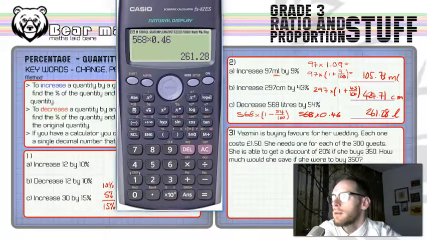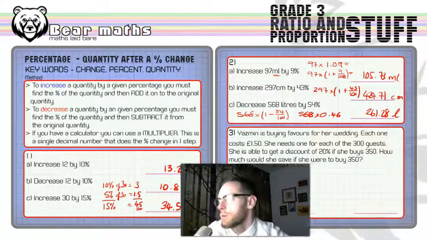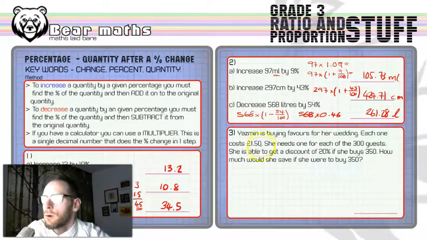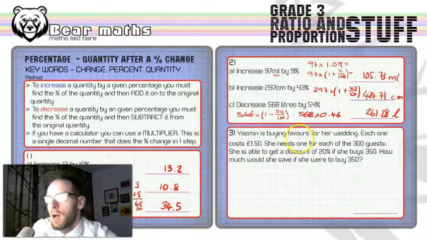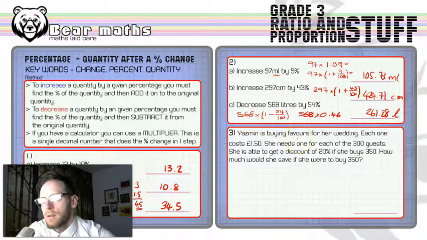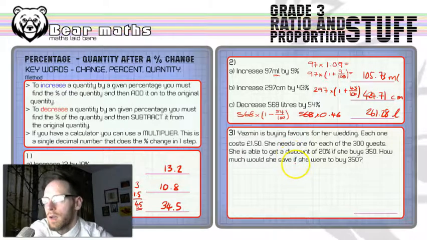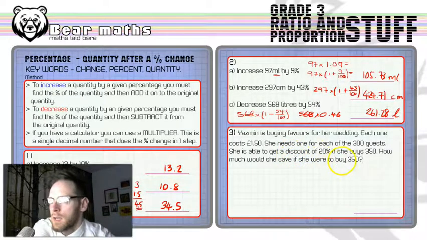There's all that. Right, let's have a look at this third question. Finish this video off. So Yasmin is buying favours for her wedding. Now favours are the little things, the sweets or chocolates or little toys or little things that people get in their space for coming to the wedding. Okay, just in case you were wondering what they were.